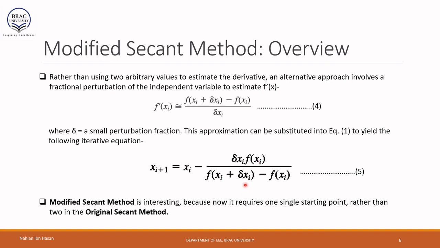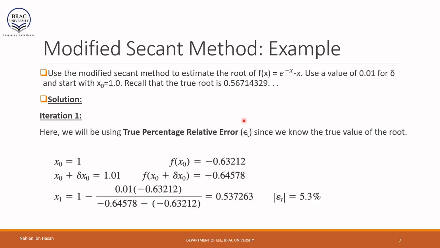So let's look at an example using the modified second method. We have a function f of x equal to e to the power minus x, and we have an initial starting point of x naught equal to 1, and a delta value of 0.01. Also we are given the true root, which is 0.5671439. This is for the purpose of comparison, and once we do that, we can determine at which point we need to terminate the code. So let's find out the solution.